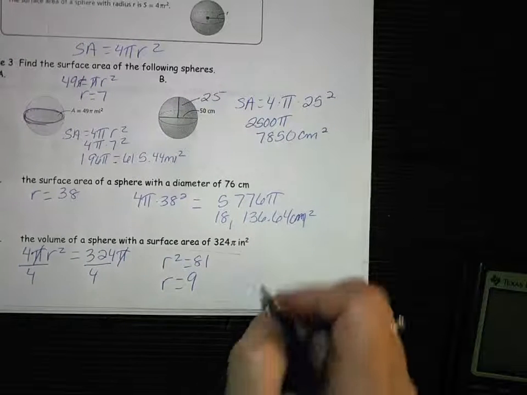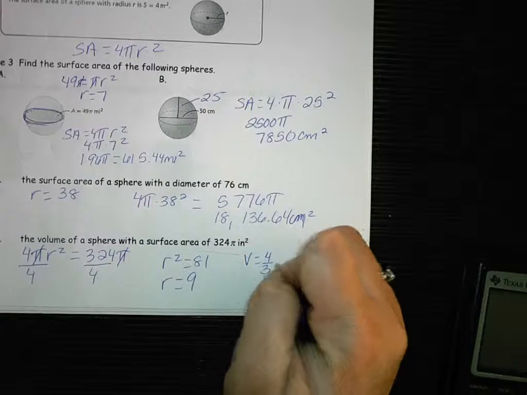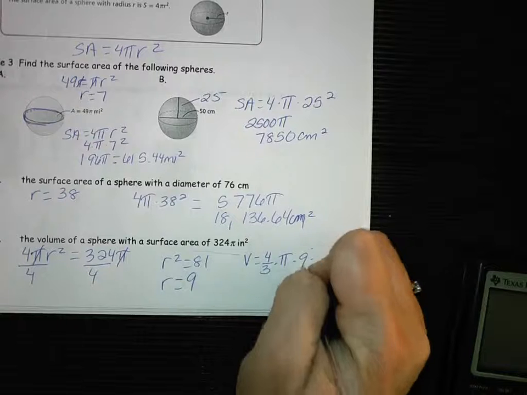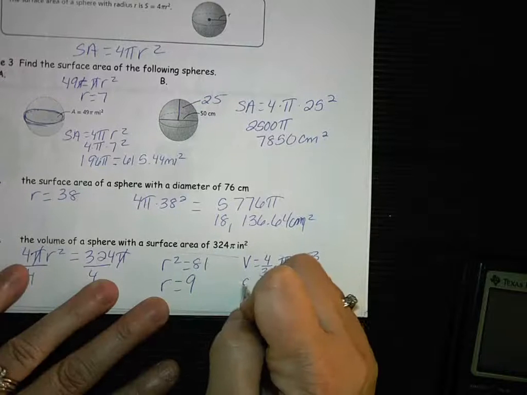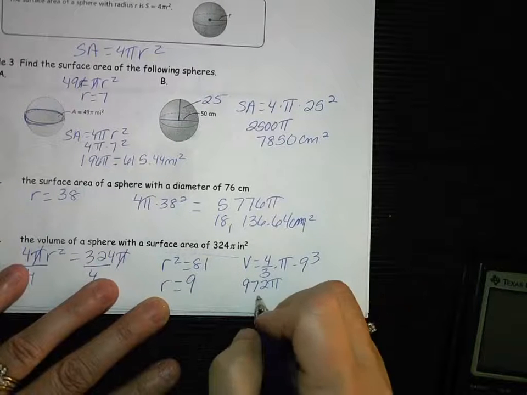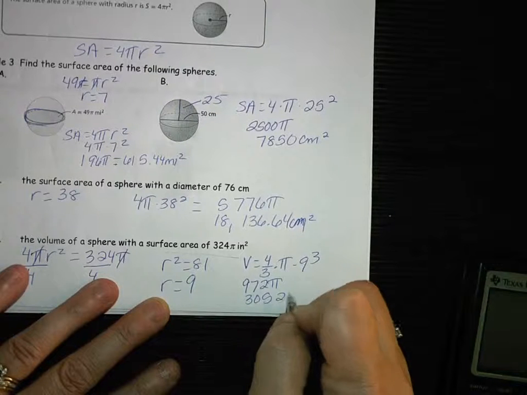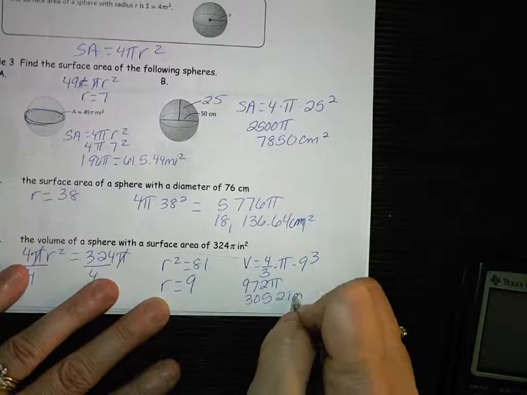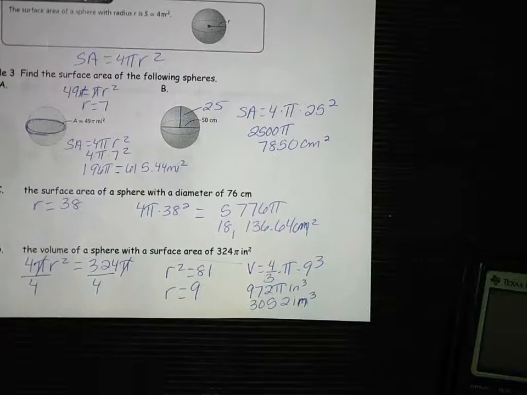We were asked to find the volume. So volume is 4/3 pi times radius cubed. So 4/3 pi times 9 cubed. And that ends up being 972 pi, or if you multiply that out, 3,052 inches cubed. And one more page.